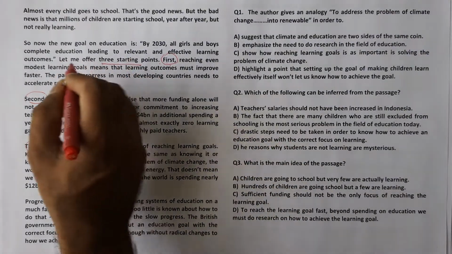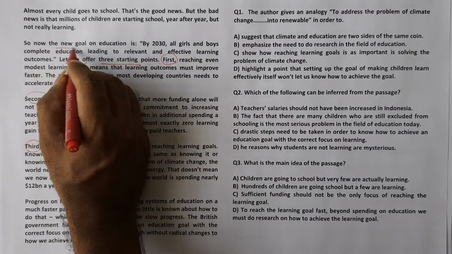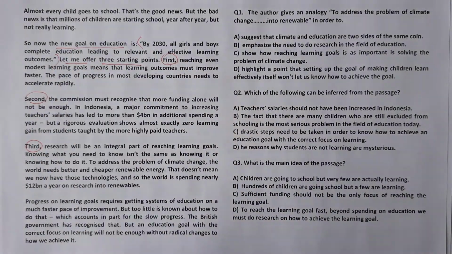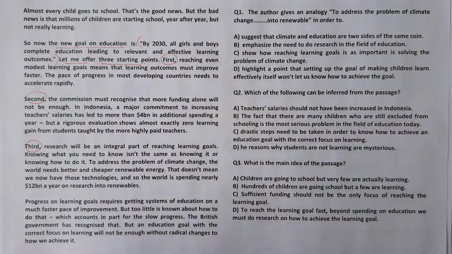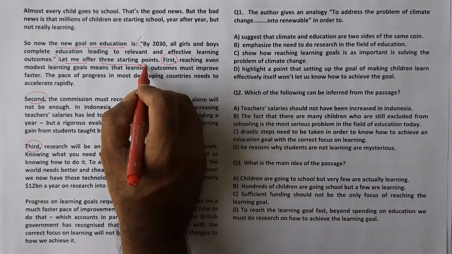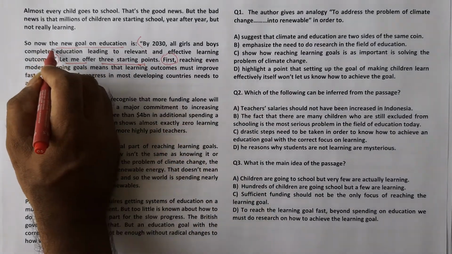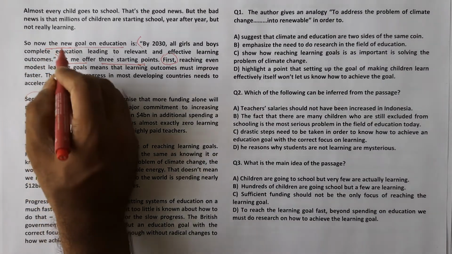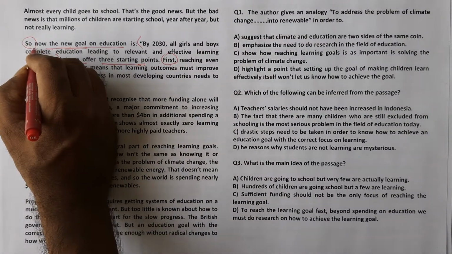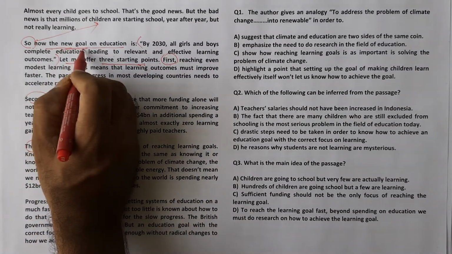So for what is the author giving 3 points? Before this statement, there is a statement about the new goal on education. So there is a goal on education, and let me offer three starting points, which means these three starting points should be about achieving this goal. Now, why is the author saying the new goal on education? There is a word so. Therefore, the answer to that question is here. Why is the goal new?